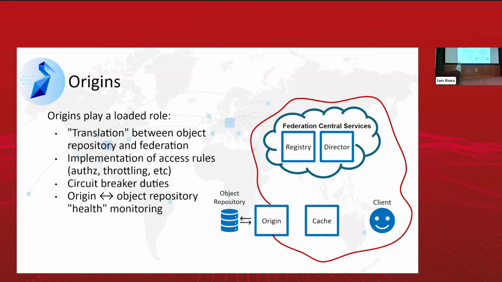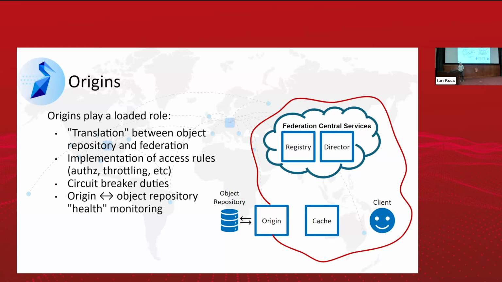The fourth thing is that the Origin is the Federation administrator's window into the health of the actual object repository and the ability to work with the data that lives there. So the Origin needs to have some sense of, is the object repository functioning?